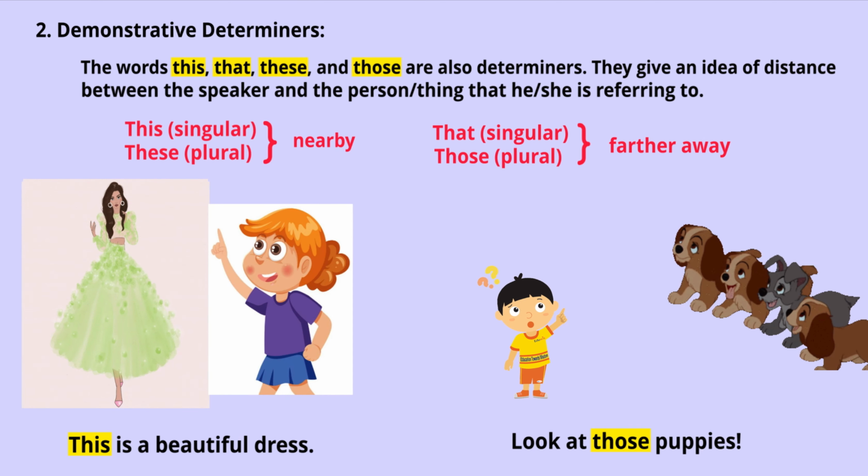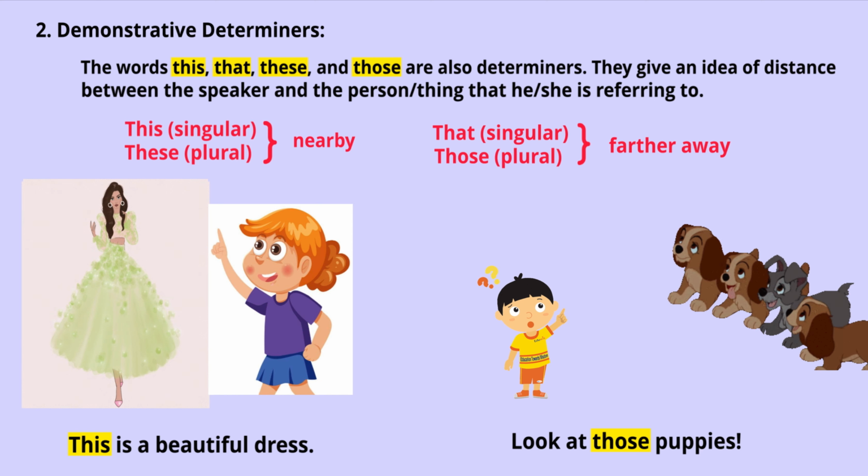The second one is demonstrative determiners. The words this, that, these, and those are demonstrative determiners. They give an idea of distance between the speaker and the person or thing that he or she is referring to. This is used for singular and these is used for plural. And this and these are used for the nearby objects. That is used for singular and those is used for plural. And that and those are used for farther away objects.